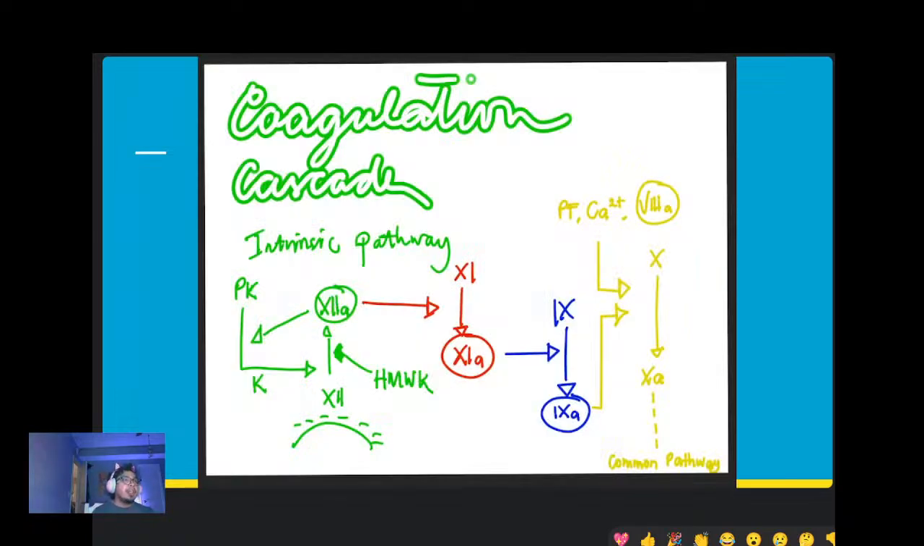So, the ones colored in green is the start of the contact group activation. High molecular weight kininogen meets with factor 12 and then it becomes activated factor 12. Activated factor 12 will convert pre-kallikrein to kallikrein to increase the activity of zymogens, the zymogen of factor 12.